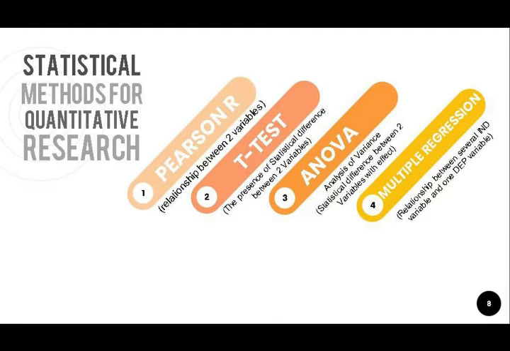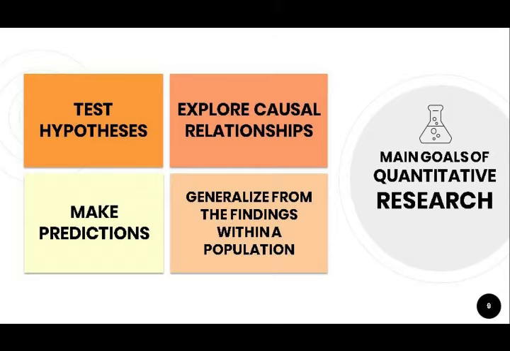All right, so in quantitative research, here are your main goals. First, to test your hypothesis, whether they are significant or not, as long as the statistical hypotheses are significant or not. Also, to explore causal relationships, whether there is a relationship between one variable and another. Third, to make predictions. What will happen if this variable is changed? Will it also affect the other?